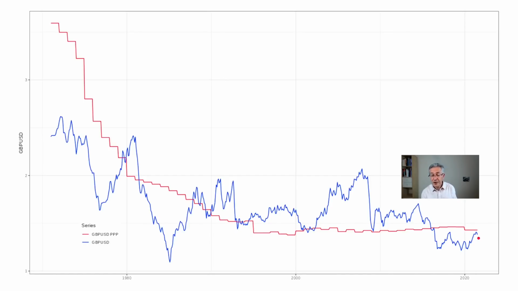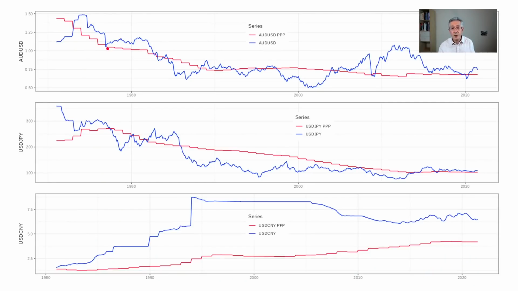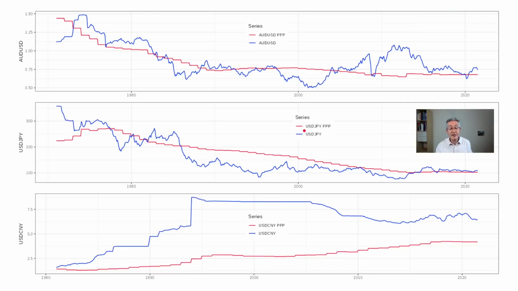But I hope you can also see that PPP is a very poor guide to where currencies should be. The deviations last a long time, and really it just gives you a very crude idea of where the currency should be over the long term. And it's certainly not the case that you could trade profitably based on PPP estimates for currencies. And if we look at the Aussie dollar versus the US dollar, you can see there's a similar relationship between PPP and the actual exchange rate, with huge deviations both above and below the PPP estimate. And the same goes for the Japanese yen versus the dollar.